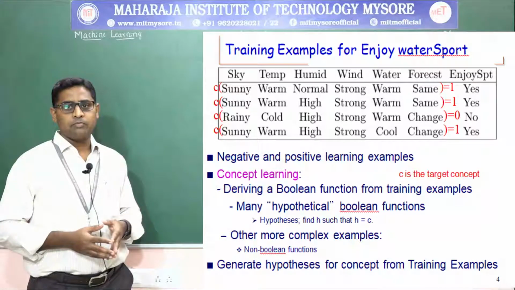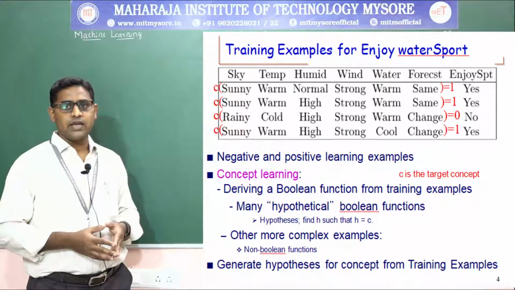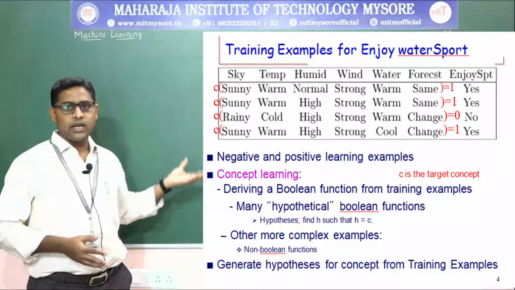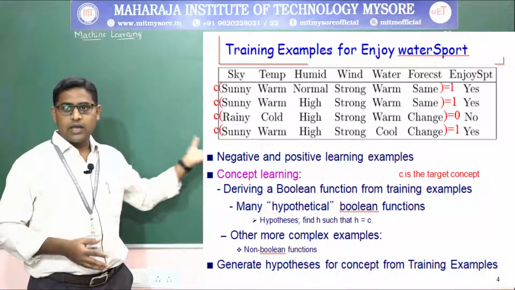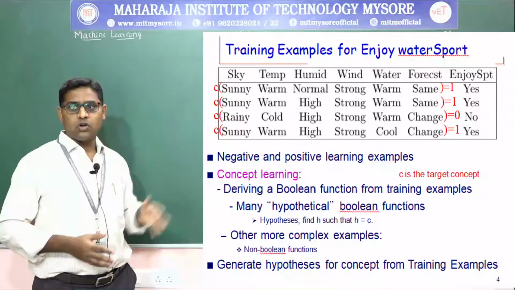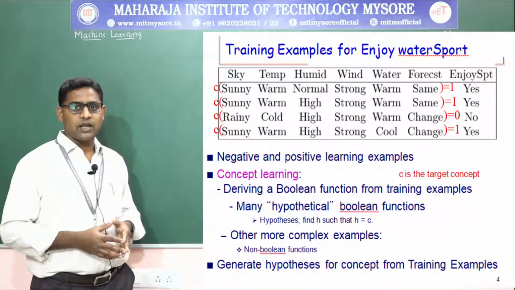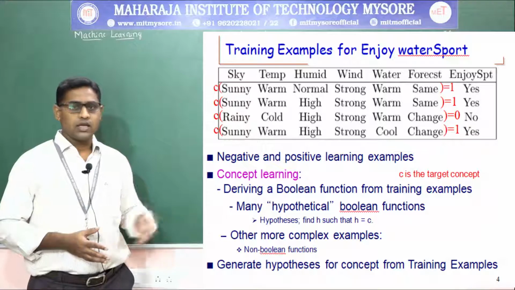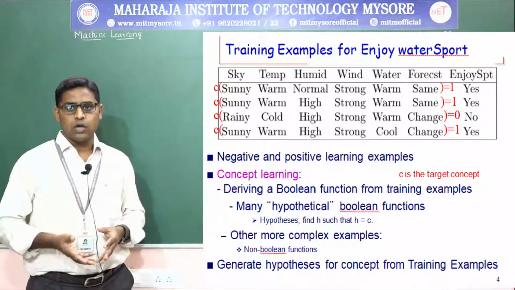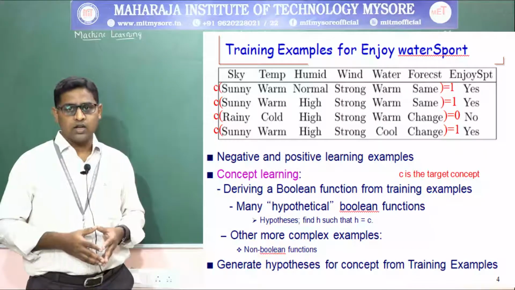But in x3, or row number 3, the sky condition has changed to rainy instead of sunny. So rainy, then temperature is cold, again humidity is high, wind is again strong, water is warm, but the forecast is change. So for enjoying the water sport, whether he can go or not, it says 0. 0 means Boolean function 0 represents no. So on that particular day he cannot go and enjoy the water sport.